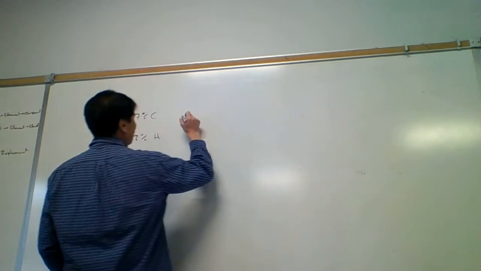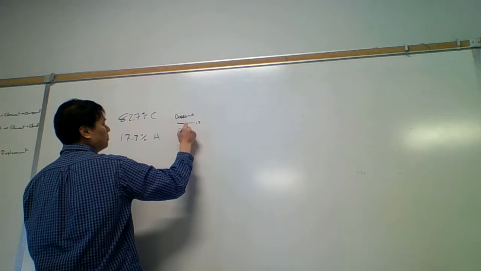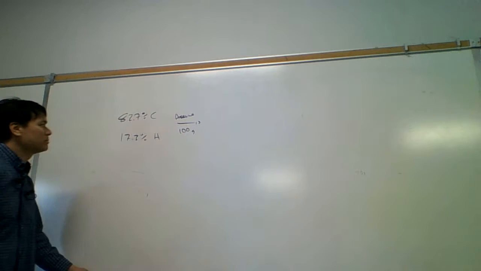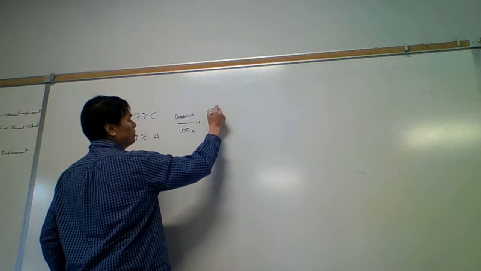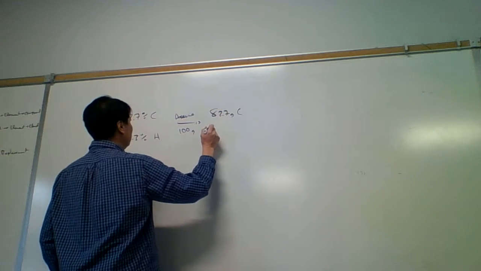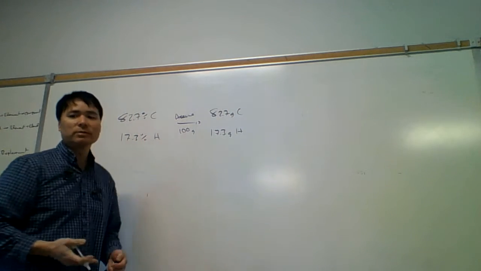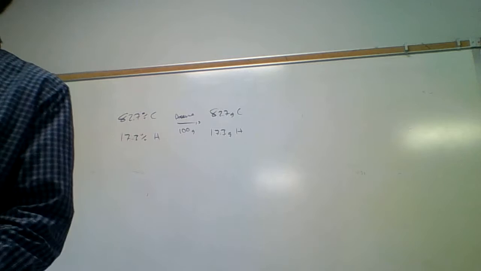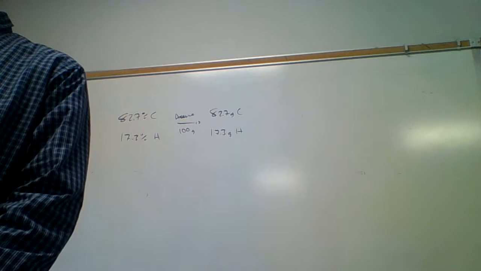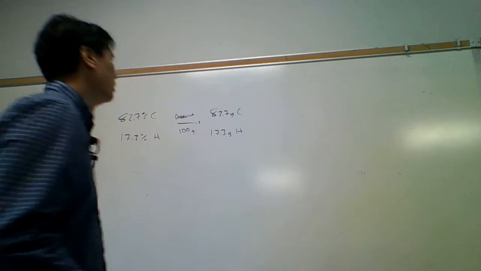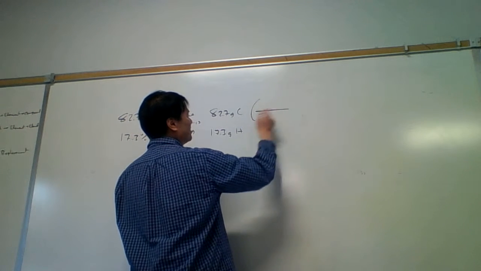The first step is we assume 100 grams. If I have 100 grams, how many grams of carbon do I have? 100 grams total, I'd have 82.7 grams of carbon and 17.3 grams of hydrogen. This is a mass ratio, but we don't want a mass ratio, we want a mole ratio. So is it possible to go from grams to moles? Yeah, we need the molar mass. And so we're going to go from grams to moles by doing this.